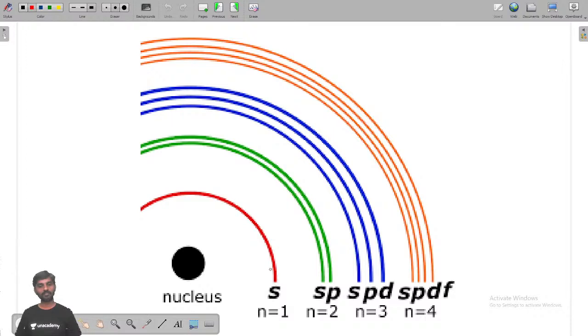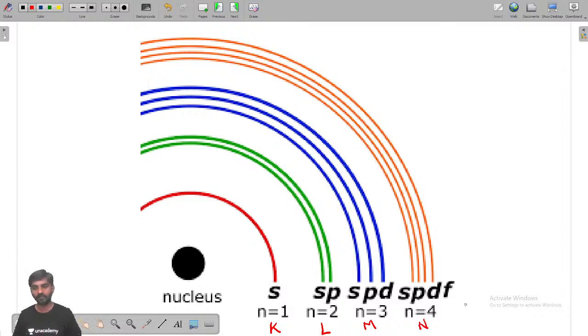n is equal to 1 is this red one. n is equal to 2 means the green one. n is equal to 3 means this blue one. n is equal to 4 means this orange one. Clear? So for n is equal to 1, we call this K. This we call capital L, and this we represent with capital M, and this we represent with capital N.